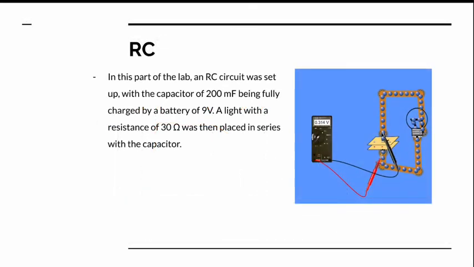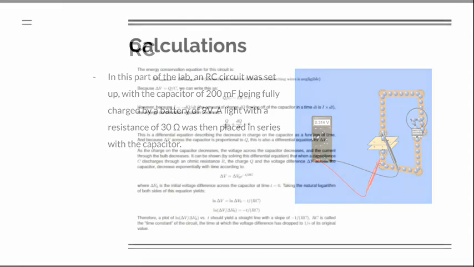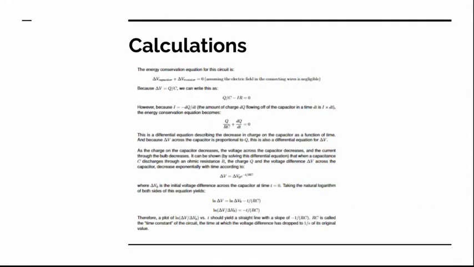The final part of the lab led with an RC circuit that was set up with a capacitor of 200 millifarads and set up with a battery of 9 volts. A light with a resistance of 30 ohms was then placed in series with the capacitor. The following calculations were done by the lab.